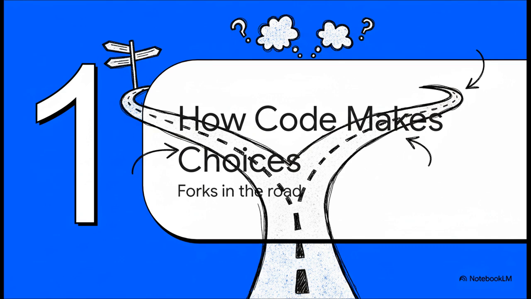Okay, so let's start with the big idea. At its very heart, a program making a decision is really just like coming to a fork in the road. Instead of just blindly going straight, it can actually pause, look at the signs, and decide, should I go left or should I go right? In the world of programming, we call these critical decision points, these forks in the road, control structures.